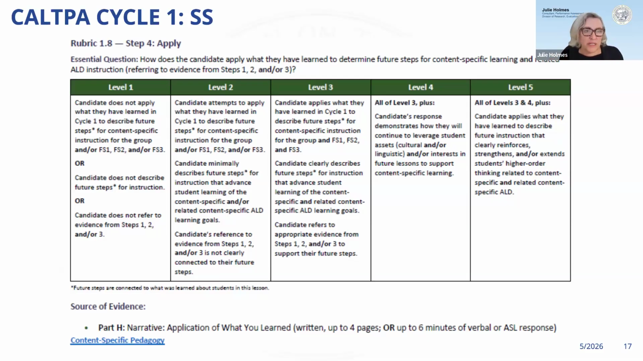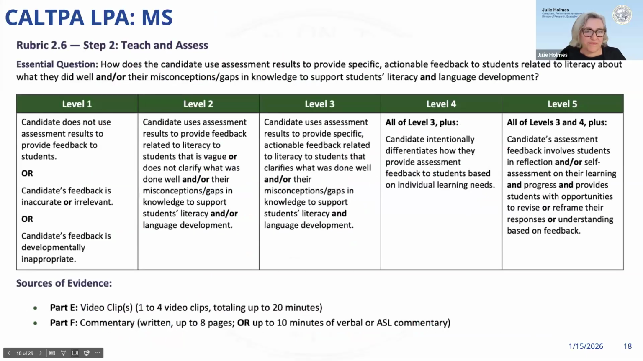They're inputting their content-specific lesson. So you'll see the language is very much the same. They're applying what they've learned for their group and for their 3 focus students. They are describing those future steps, and they're referring back to previous evidence. Any thoughts or questions about single subject candidates? All right, and I will move on to LPA.